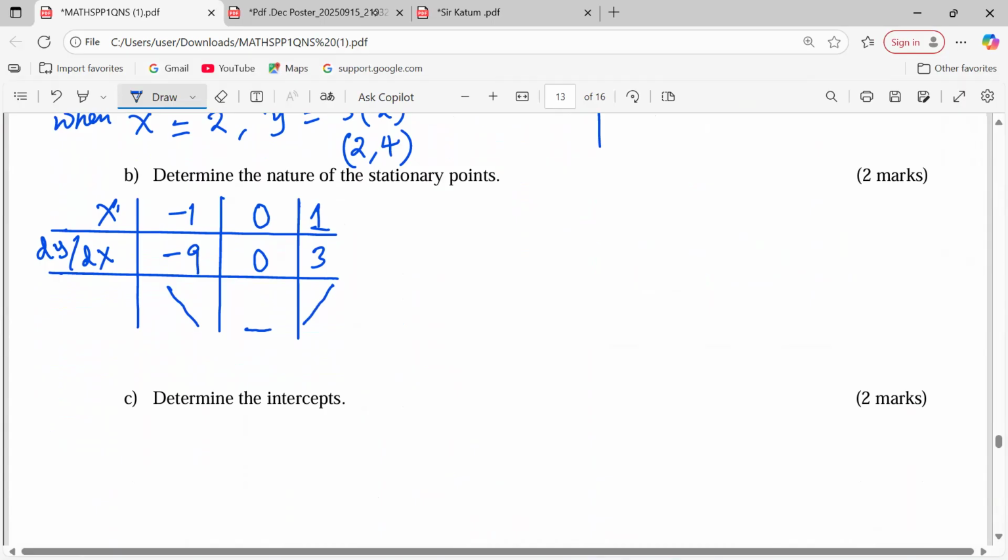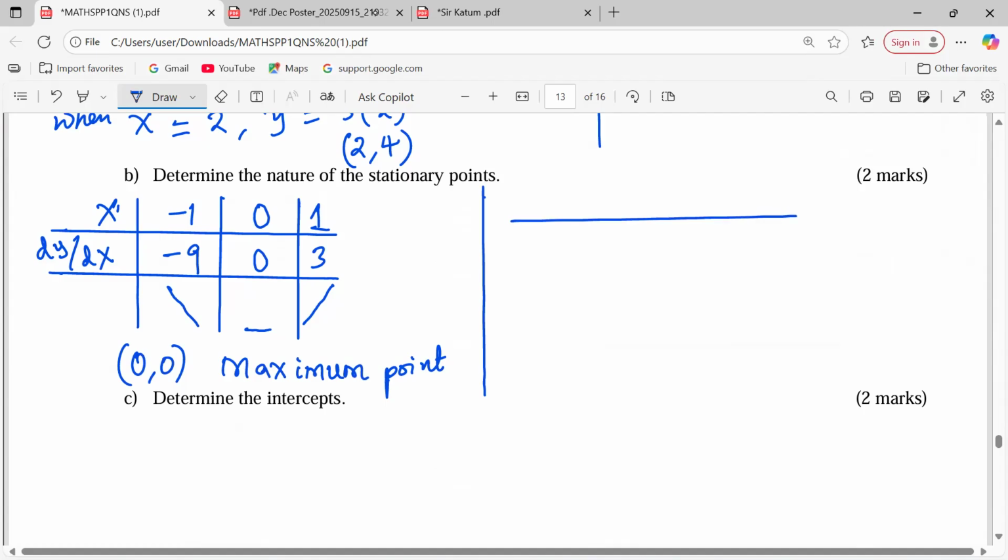You see the nature of these. So we can say coordinate (0, 0) is a maximum point. Gradient is turning from negative through 0 to positive. Then we go to the next turning point. There are two turning points, and we are determining the nature of both of them.